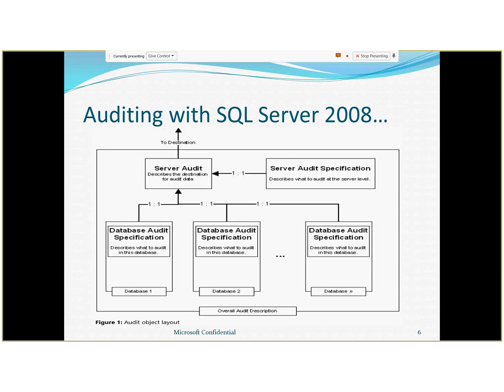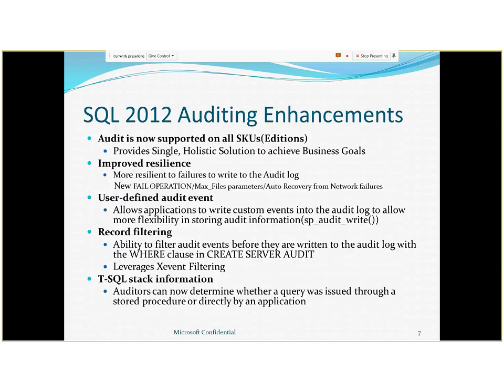So server audit and database audit specification is a one-to-one mapping. You cannot have a database audit specification without a server audit linked to it. And you can have multiple such database audit specifications. So for each database, you can run a different kind of audit specification, and everything should be linked to its own server audit. So we'll get more details when we go through the demos.